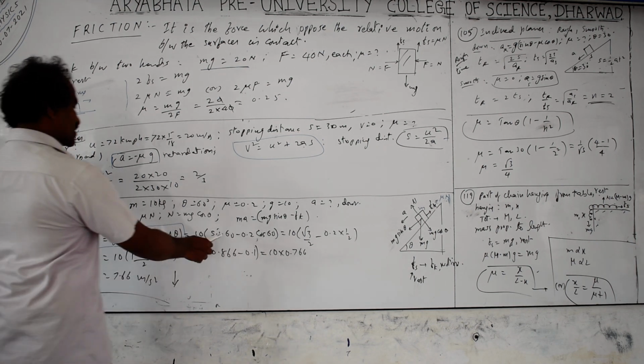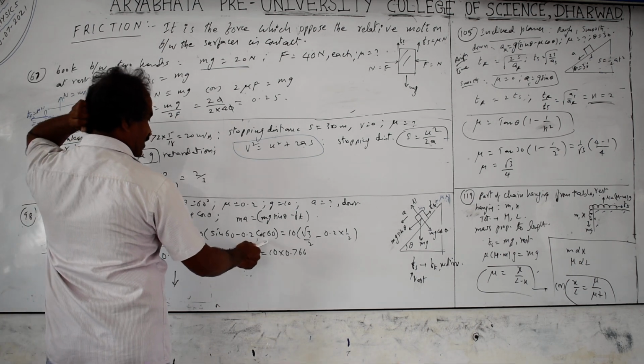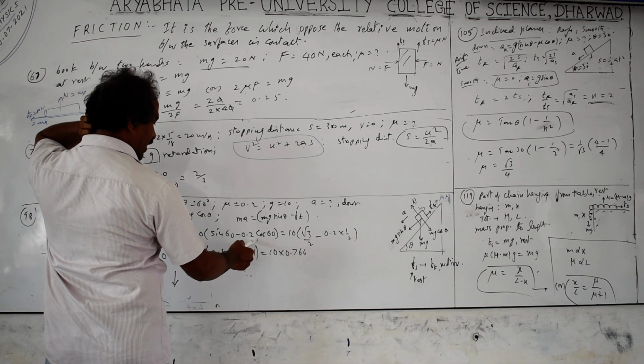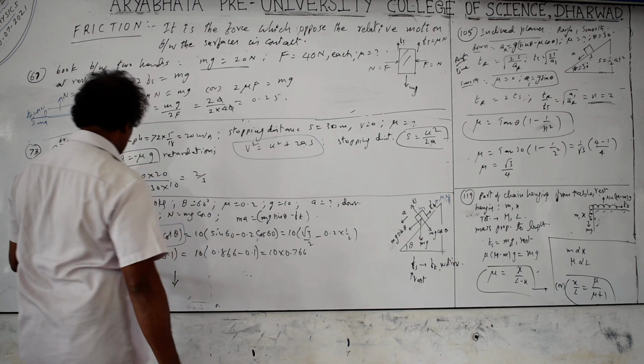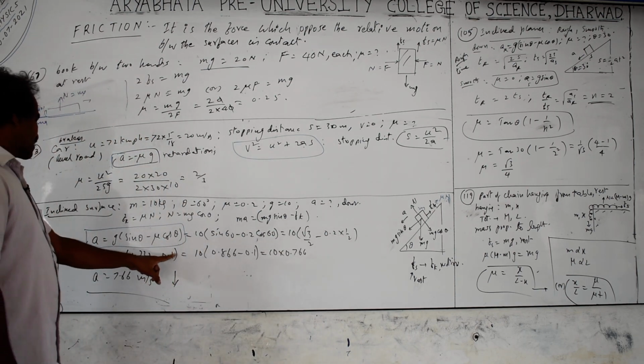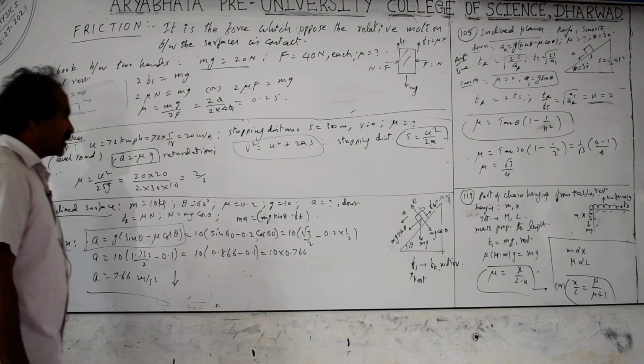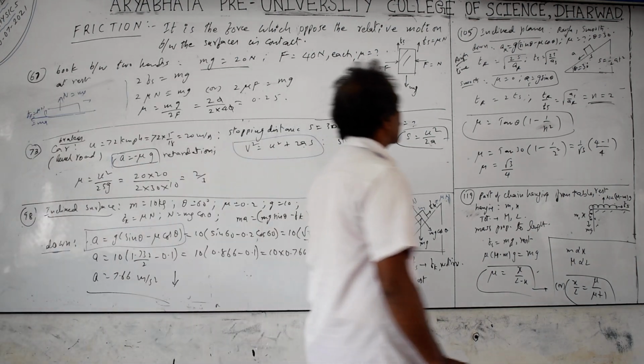Theta is 60 degrees. Sin 60 is root 3 by 2, cos 60 is half, and 0.1 into half is 0.05. Root 3 value is 1.732, so the result is 7.66 meter per second square, downward acceleration.